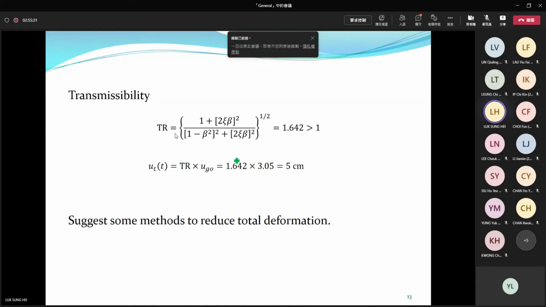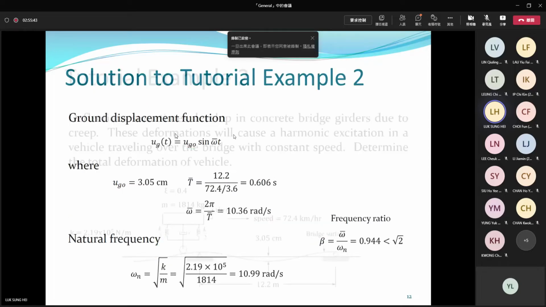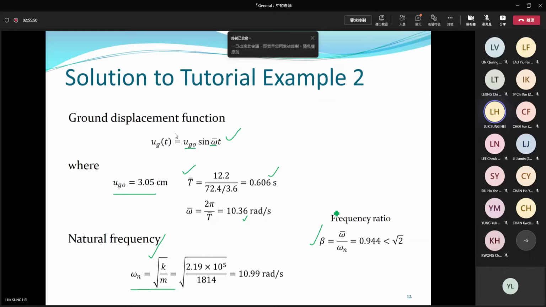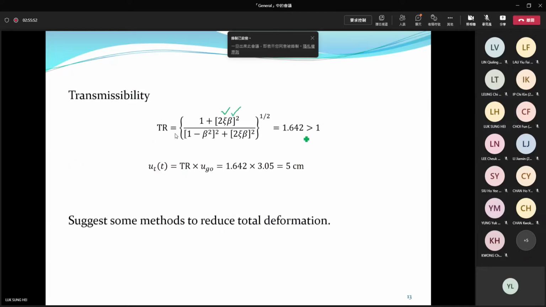So what now? Now you can go to transmissibility. To calculate transmissibility, you use our damping ratio and our frequency ratio. The damping ratio is 0.4, according to the problem. Beta is 0.9 something, 0.944.